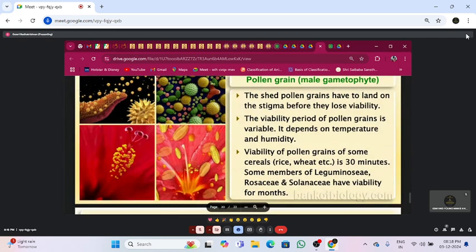The shed pollen grains have to land on the stigma before they lose viability. So once they are out, their viability period is very limited. Some have very long viability, but some have very short viability. For example, the viability of the pollen grains of some cereals, rice, wheat, etc., is only 30 minutes. So within 30 minutes, they have to land on the stigma of some other flower. This viability also depends on the temperature and humidity of the place.